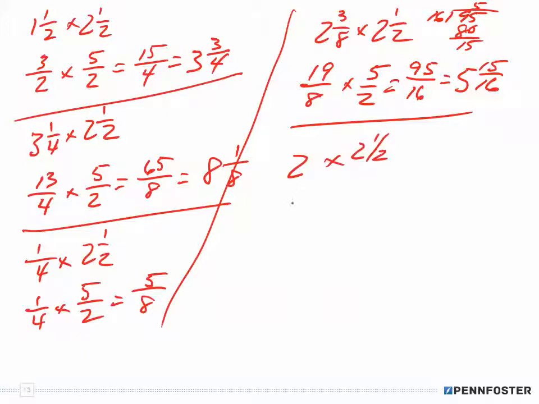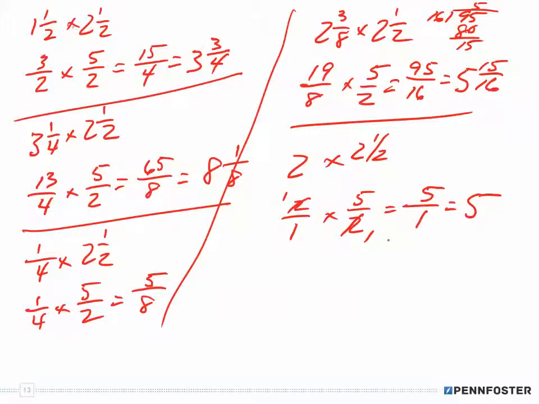cinnamon. So 2/1 times 5/2. Here we can cancel. 2 and a 2 goes 1, 2 and a 2 goes 1. So 1 times 5 is 5/1, and that's 5 teaspoons of cinnamon in order to answer that question.